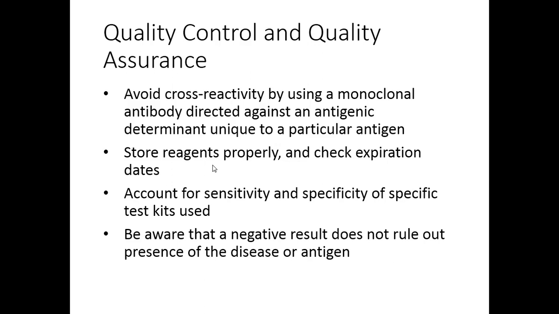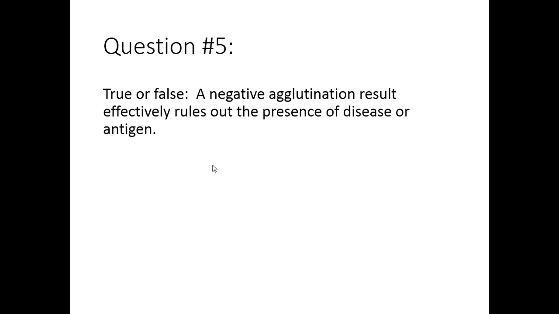We also saw an example where there might have been an excess of antigen or antibody, for example, that can appear to be negative. We saw many false negative tests as we went through today. So remember, negative test results do not always rule out the presence or absence of either the disease or the antigen. And so that brings us to our last question. True or false? A negative agglutination result effectively rules out the presence of disease or antigen. And as we just know, the answer is no. It doesn't always mean negative.